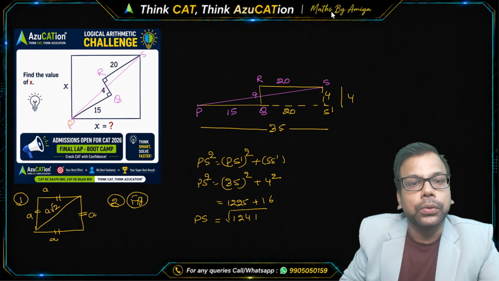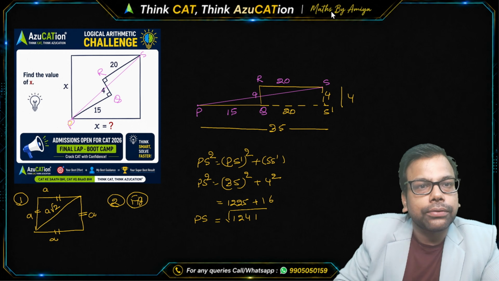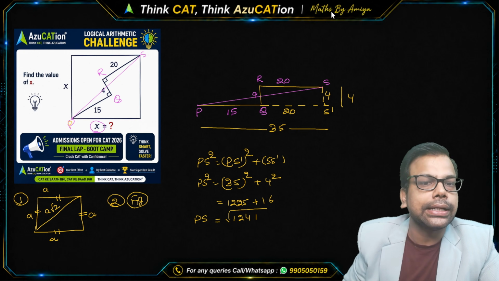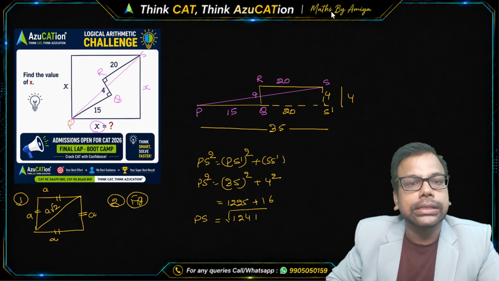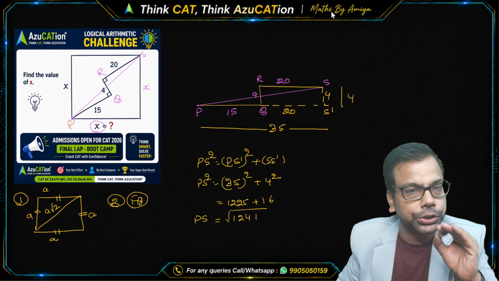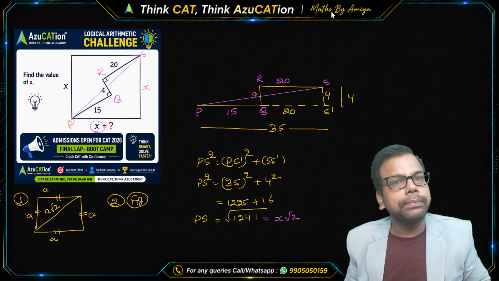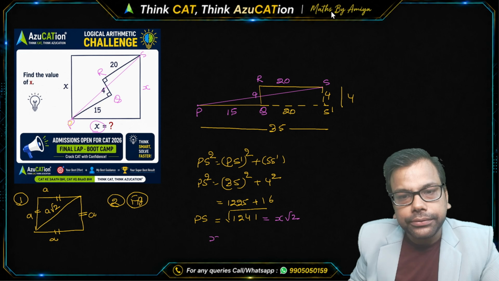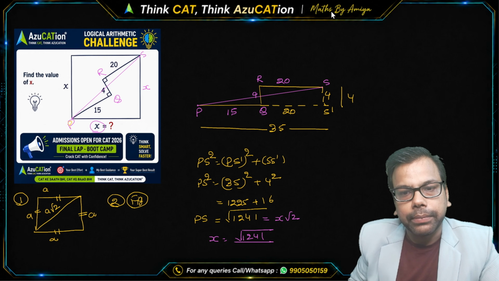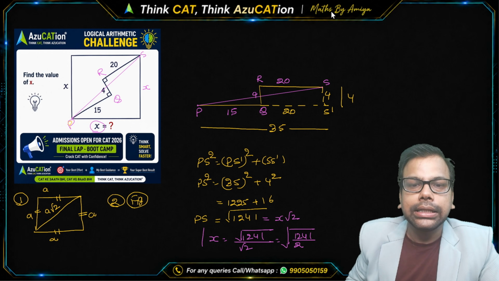And what is the PS value? Since we have a side x in a square, the other side is also x. So the PS as per this virtue is also equal to x root 2. The PS is x root 2. So our final value is equal to root 1241 divided by root 2, and this is our answer.